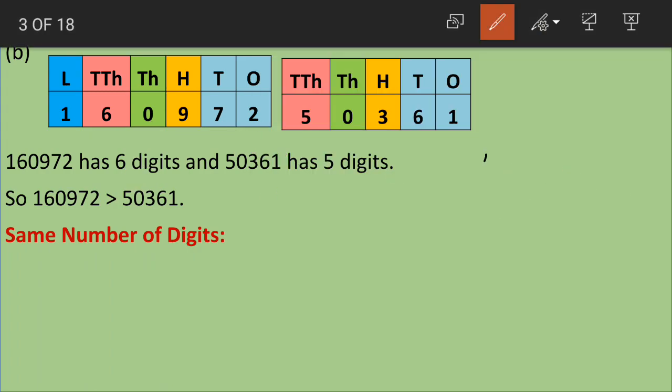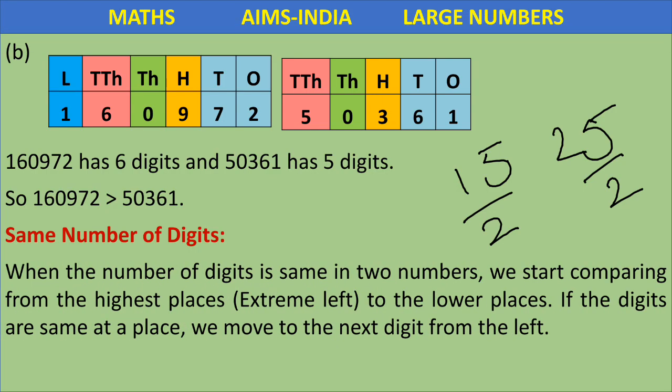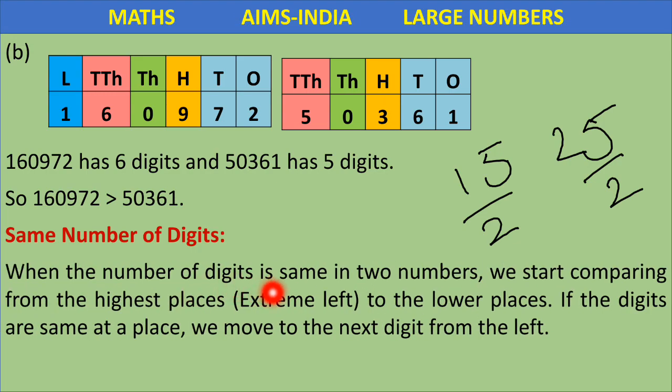Now what will happen if both the numbers have the same number of digits? If I give you two numbers with 5 digits, or let us take a simple example, two numbers with two digits, this number has 2 digits and this number also has 2 digits. Now what will you do? How will we compare? That we'll see here. Same number of digits. When the number of digits is same in two numbers, we start comparing from the highest places, that is to the extreme left.